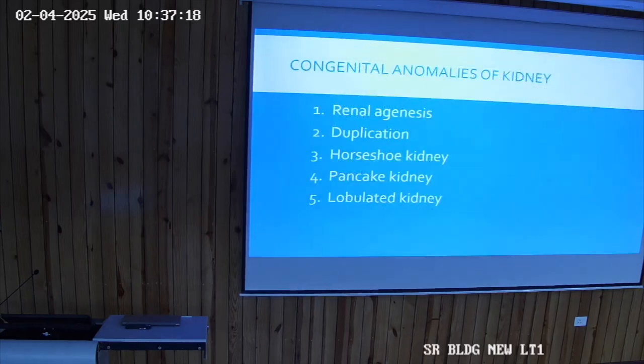Next we have the clinical aspects associated with the congenital anomalies of the kidney. There may be renal agenesis. Agenesis means deficiency in the growth of the kidney. If it is unilateral, it is manageable because the kidney on the other side will undergo hypertrophy. But if the agenesis is bilateral, there will be death of the infant. Okay, it will be incompatible.